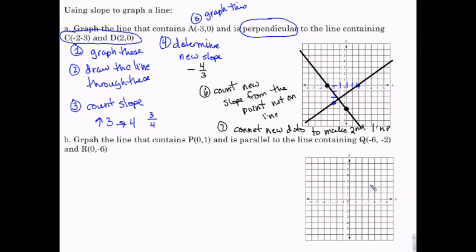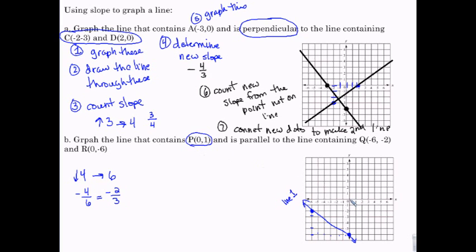Okay. If I do the same thing for a parallel line, I'm going to graph -6, -2, and 0, -6. And I'm going to connect that. That's my first line. And then I'm going to count the slope. I'm going to go 1, 2, 3, 4. So down 4. 1, 2, 3, 4, 5, 6. I went over 6. So that's -4/6, which is the same thing as -2/3, because I reduced it.